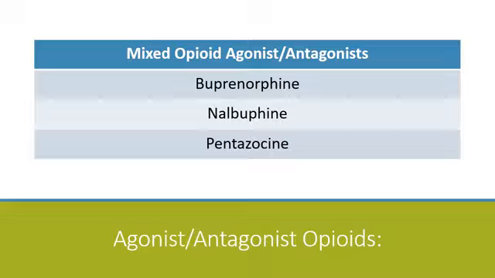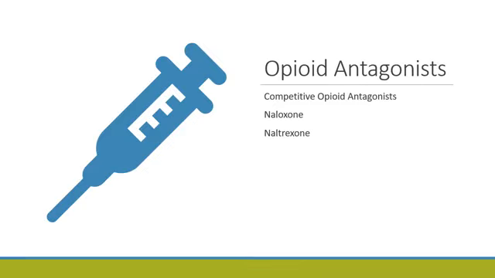All the previous medications that we've talked about, the naturally occurring endorphins, and then your naturally occurring, semisynthetic and synthetic opioid agonists, all are pure agonists. This group, however, is a little different. This would be like buprenorphine, nalbuphine, and pentazocine. These have both activities. And then finally, on the other end of the spectrum, we've got our opioid antagonists.